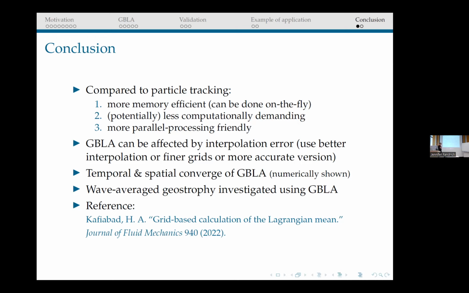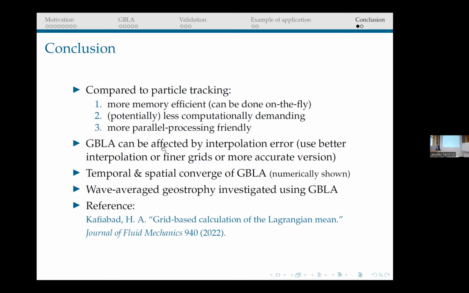And it's a lot more parallel processing friendly, because I don't track particles. I can sit on grid points and update things. So things are more or less inside one processor. And whatever I do to pass information between the processors for the simulation, I can do it with Lagrangian mean values.